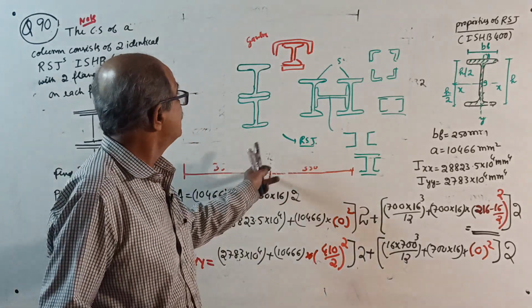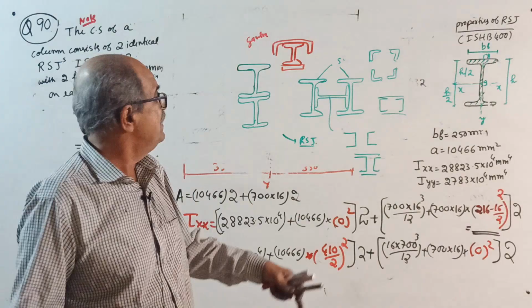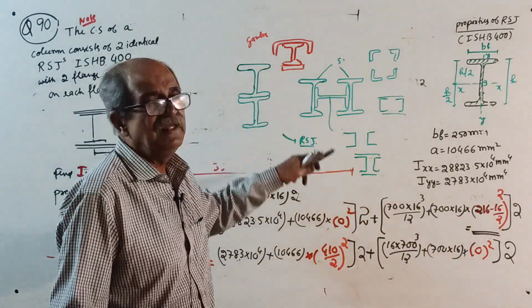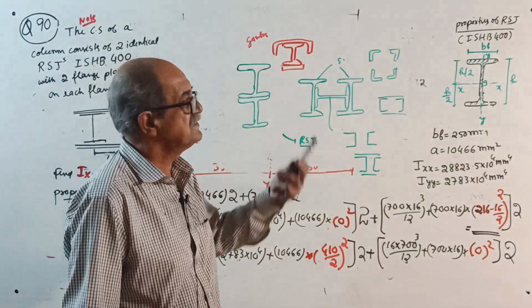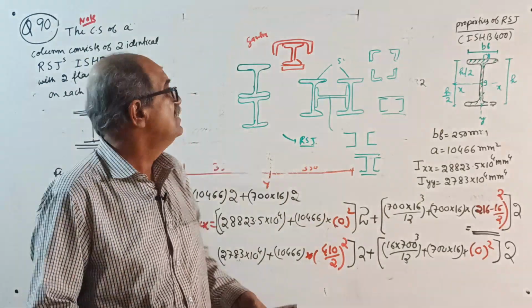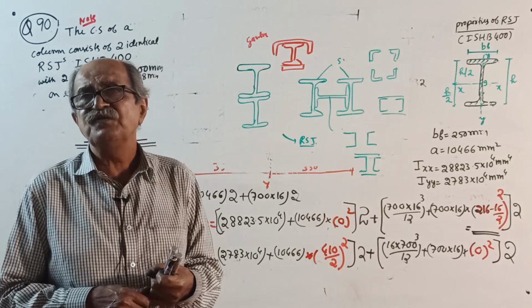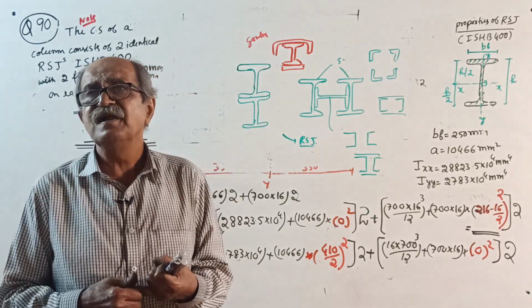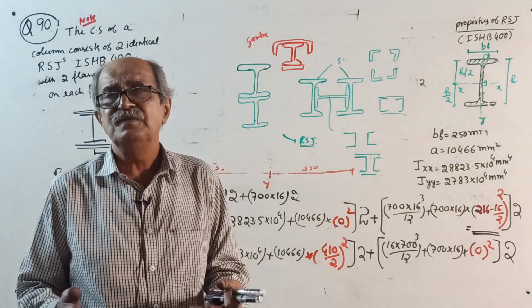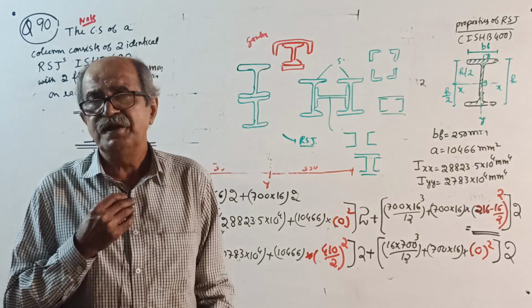Okay. Next class, we will go for these special I sections, and any other RSJ if required, I will do it. Then I will go for channels, angles, etc. So that when you study steel structures, you have no difficulty with moment of inertia, whether it is the cross section of a beam or a girder or the cross section of a column or a gantry girder, there is no problem. Okay. We will meet next class. Thank you.